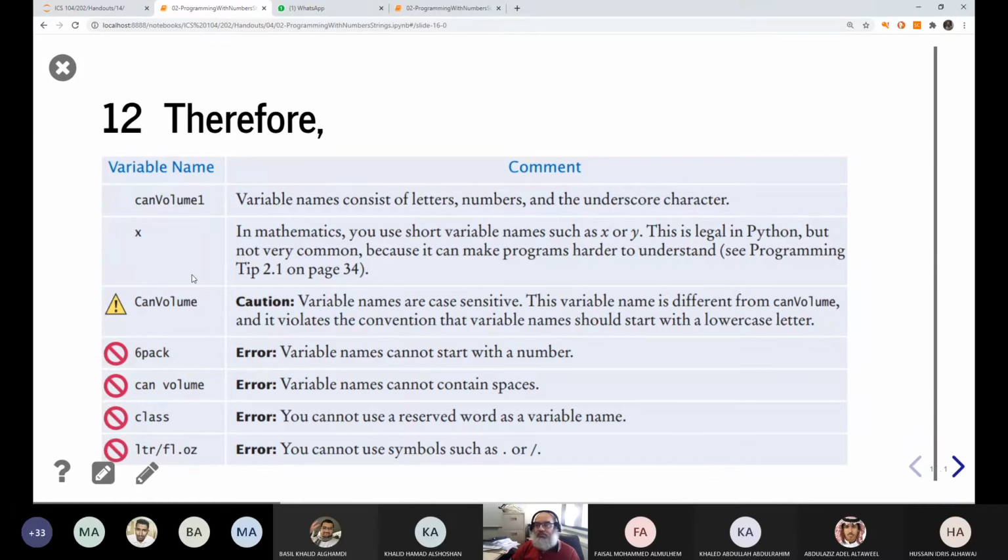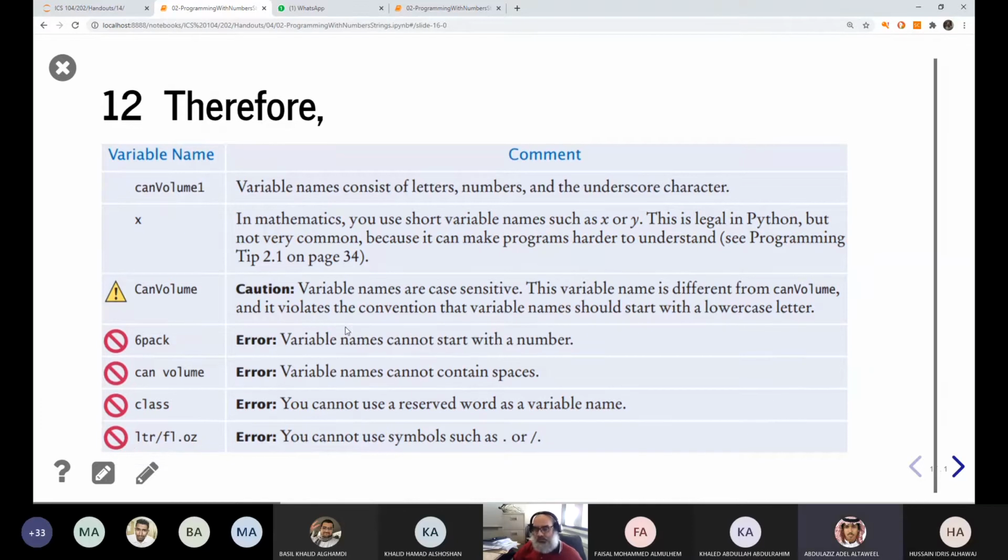See, this violates the convention, not the rules. If you use it in the program, it will work 100%. But it violates the convention that variable names should start with a small letter. This looks like a user-defined data type. Okay, is that clear? Any question?